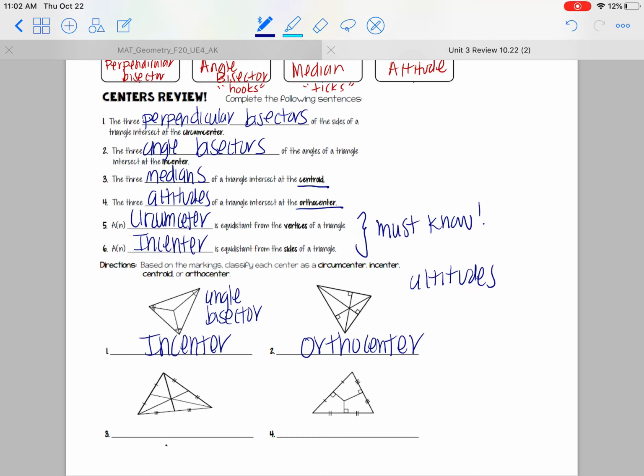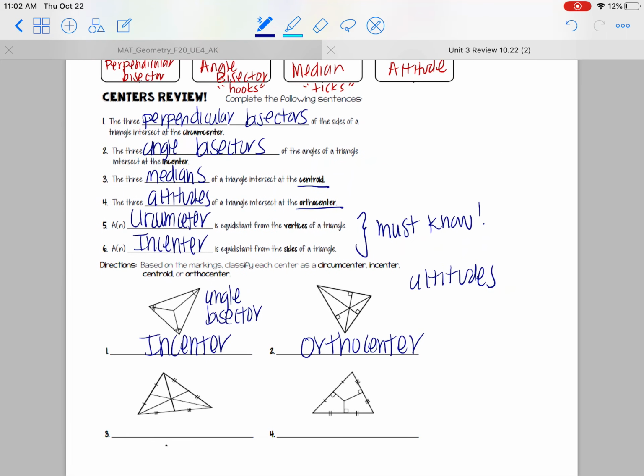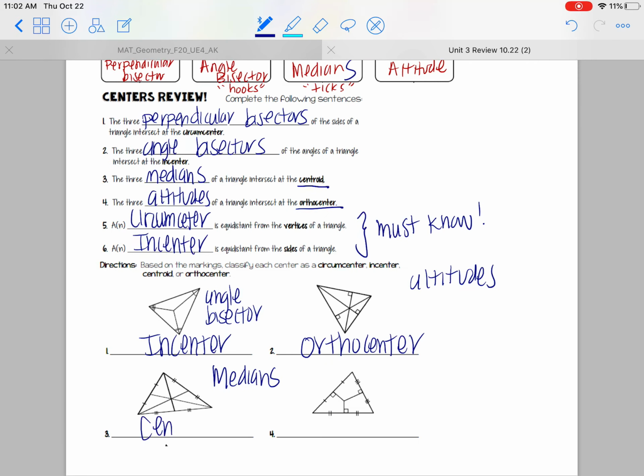And then the next one, these will be called the medians. And the medians are going to be intersecting at the centroid. So this center is the centroid. And then my last center, I notice that I'm given the perpendicular bisectors. So this center right here will be the circumcenter.